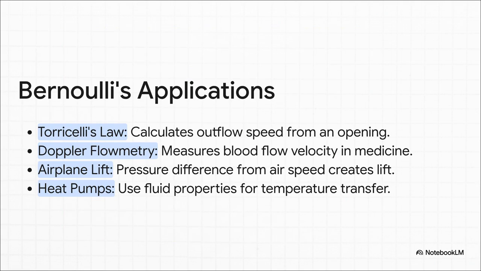And seriously, the applications are just everywhere. There's Torricelli's law, which uses it to figure out how fast water will drain from a tank. In medicine, Doppler flow photometry uses these same principles to measure the speed of your blood. And probably the most famous one, airplane lift. The wing is shaped so that the air has to travel faster over the top. Faster air means lower pressure on top compared to the bottom. So the higher pressure below pushes the wing and the whole plane up. Even the heat pump in your home is playing by these rules.